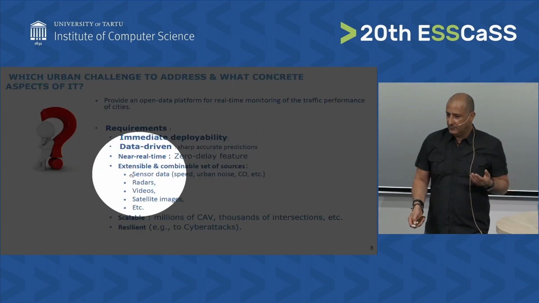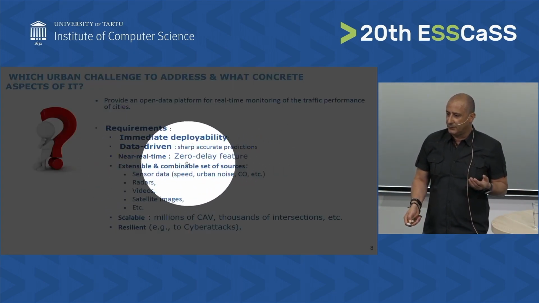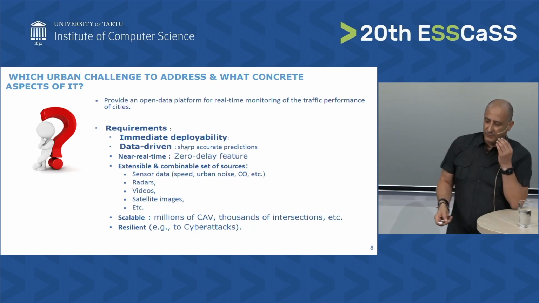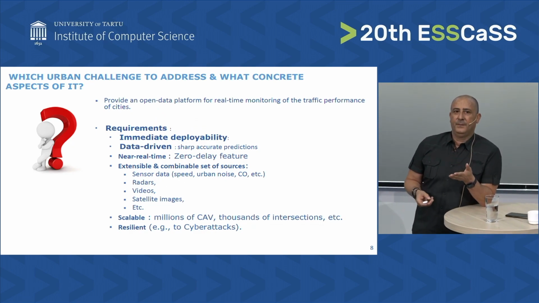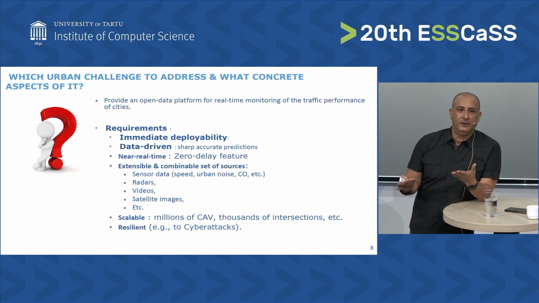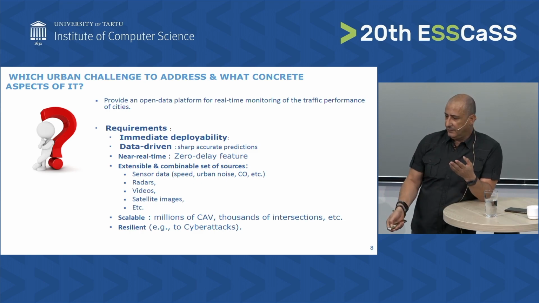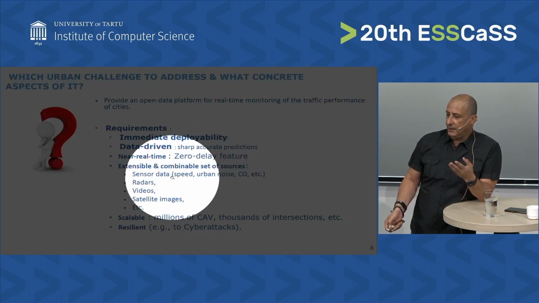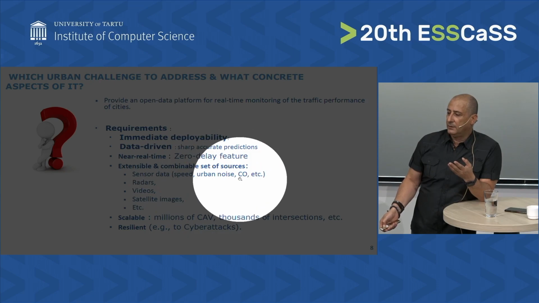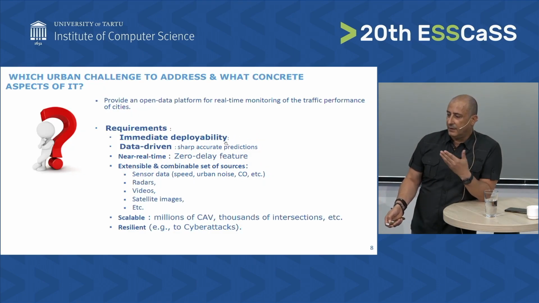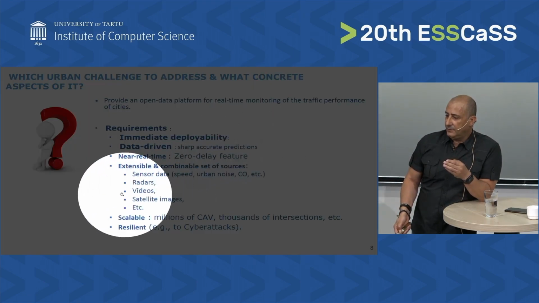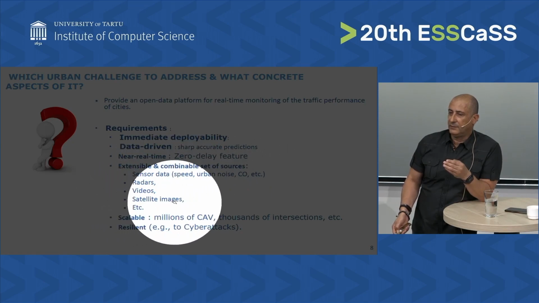The fourth one would be an extensible and combinable set of sources. We would like to leverage all the sources of data that are available. It can be, for example, sensor data like speed, urban noise, CO, traffic light, traffic data, radars, lidars, videos, satellite images, and so on.